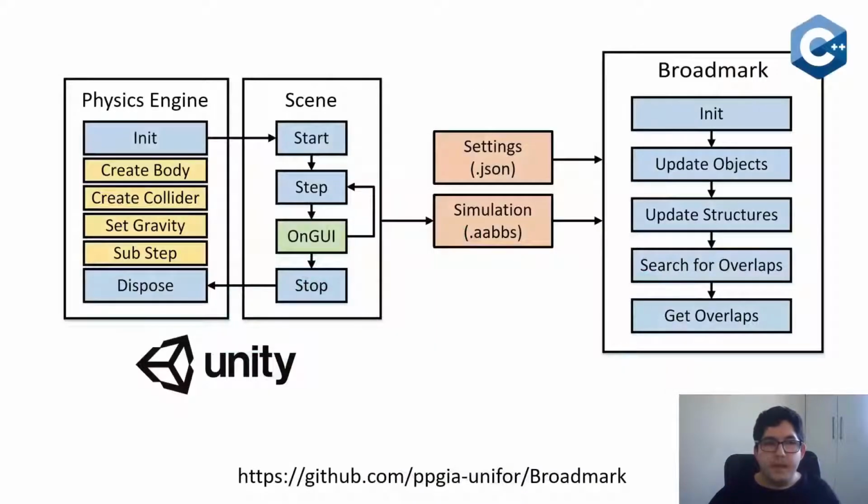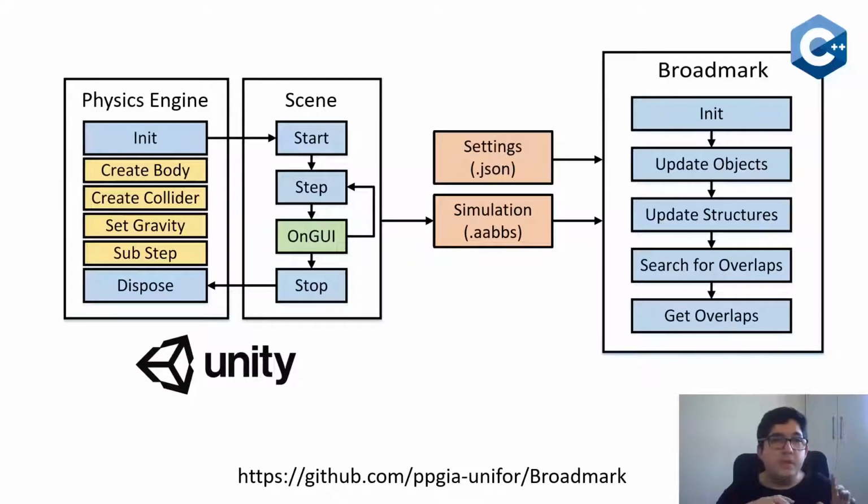So at a major level, Broadmark is based on two components. One is based on Unity, and it's based on creating the scenes themselves, so going up to 1 million objects, and those are baked to a file, which we call the simulation file. It's .aabds, which is a very important step because you don't really want to do 1 million rigid body simulations over and over. You want to do them just once and run it again for each algorithm.